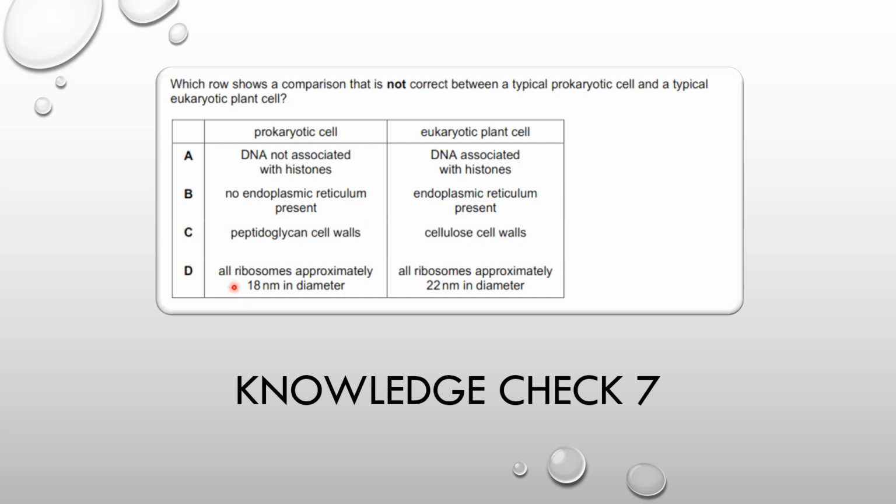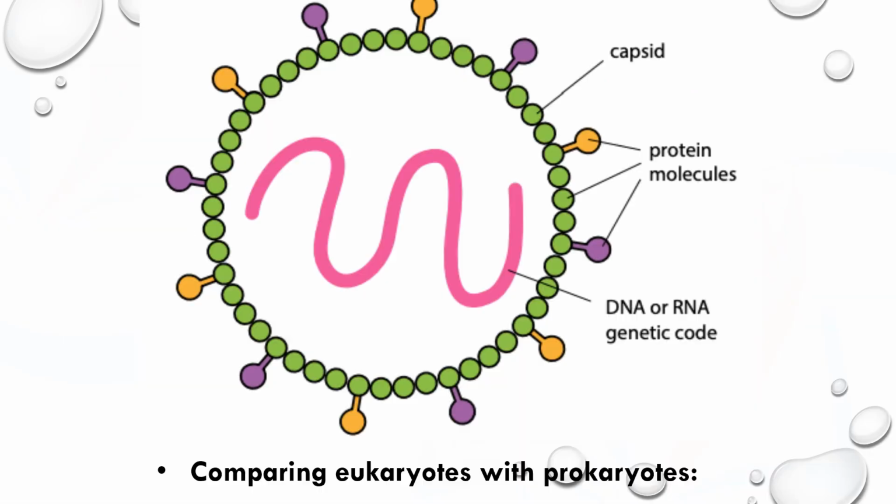So all ribosomes are approximately 18 nanometers. That's 70S ribosome. All ribosomes are approximately 22 nanometers in diameter. Well, this measurement is for 80S ribosome, but don't forget that eukaryotes also have chloroplasts and mitochondria, which have 70S, which is also 18 nanometers. So this should be that it has both ribosomes that are 18 nanometers and 22 nanometers in diameter. So D is not correct.